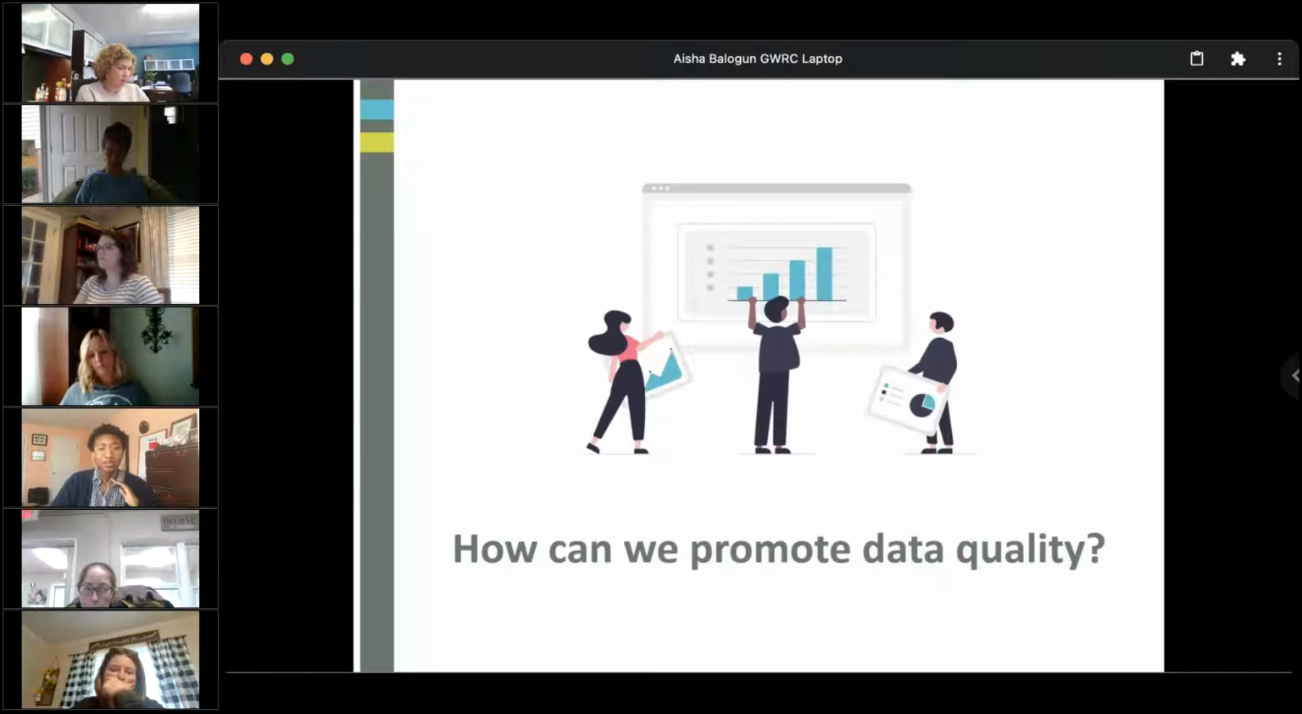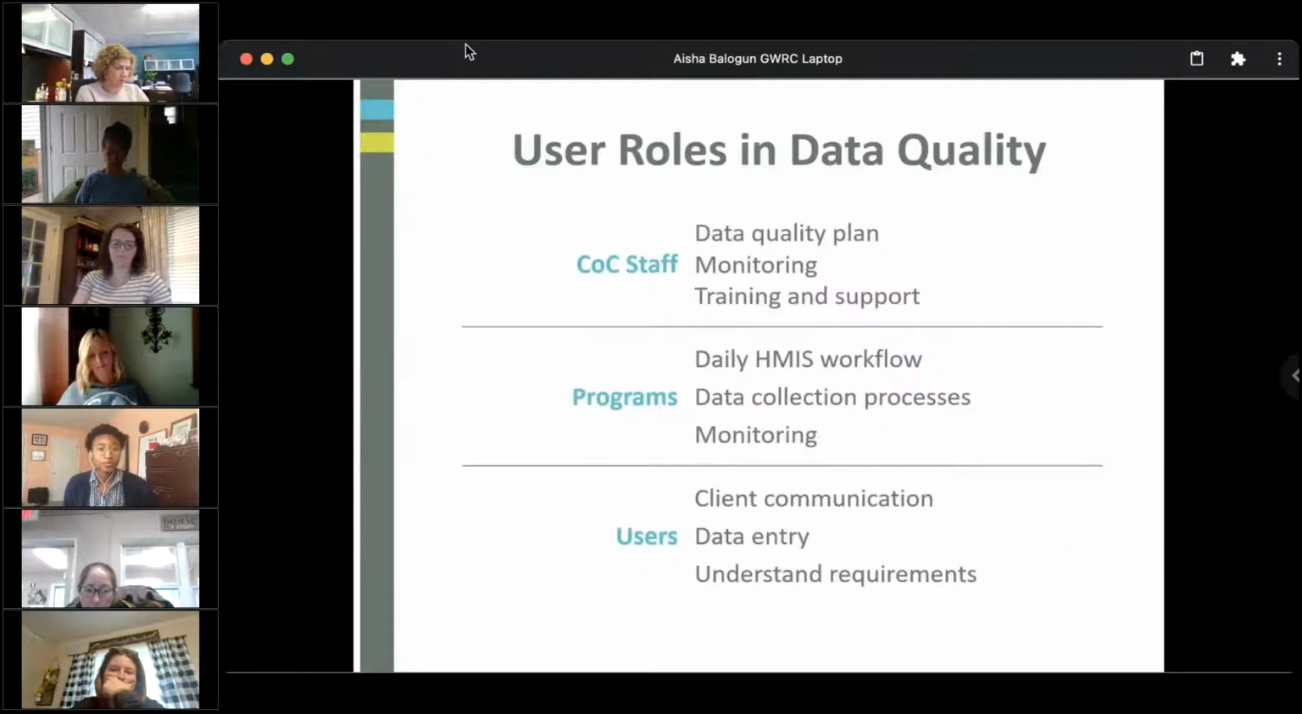So now that we have some background into what data quality is and why it's important, now we can talk about the small steps that we can do to promote data quality within our system. There are a few different roles in our system in regards to HMIS usage and data quality. So we've broken it down by level here. First we have COC staff.